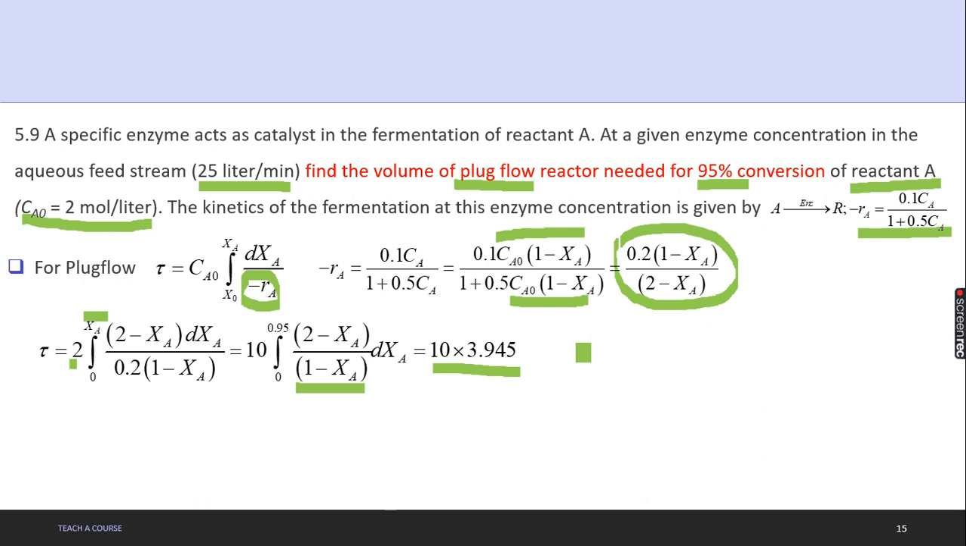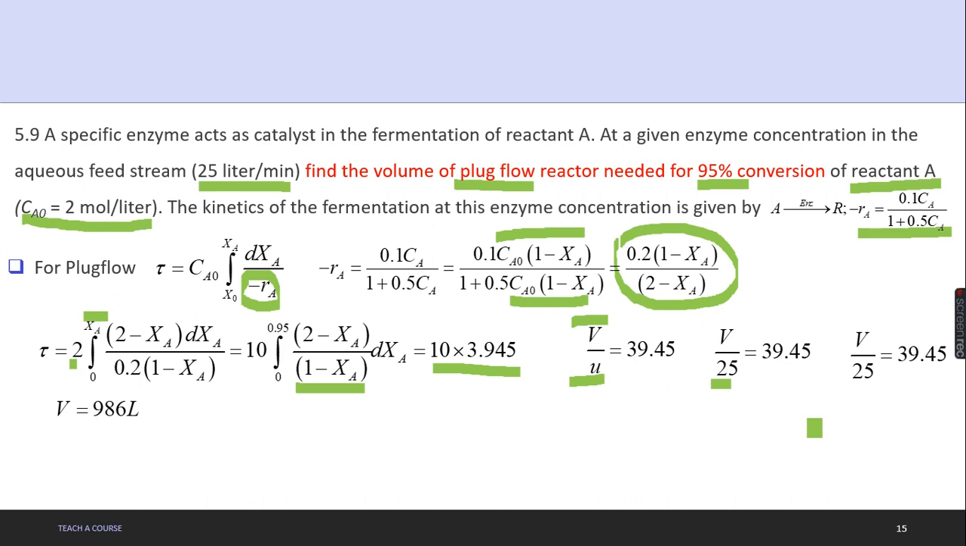Tau equals V by U, where V is the volume of the reactor and U is the flow rate, which you should always keep in mind. This value is 39.45, and the flow rate is given as 25 liters per minute. If we plug in 25 instead of U, it is easy to find V, which comes to around 986 liters. So we found the volume of plug flow reactor required for this kind of reaction. Most of the equations solved till now use a very similar and simple approach.